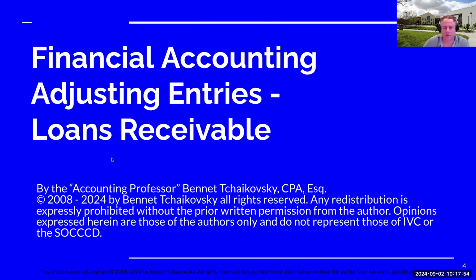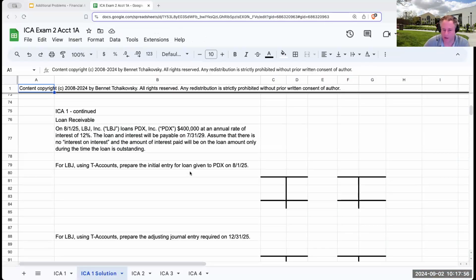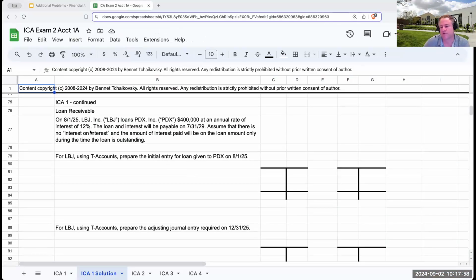So let's take a look at our question. Over here for loans receivable, LBJ loans PDX $400,000 at an annual rate of interest of 12%. The loan will be payable on July 31st, 2029. Assume that there is no interest on interest, and the amount of interest paid will be on the loan amount only during the time the loan is outstanding. So there's going to be no compounding of interest, right? But we do this specifically for these earlier types of questions.